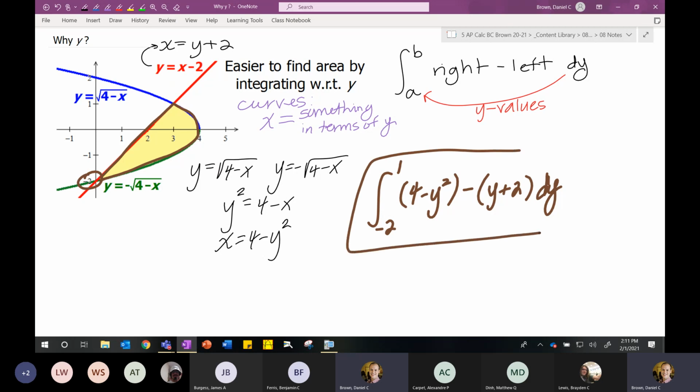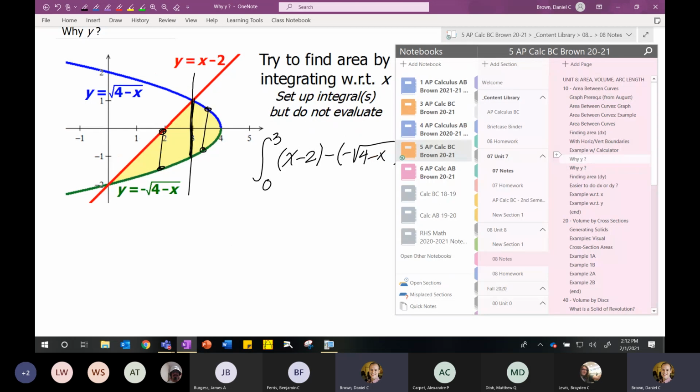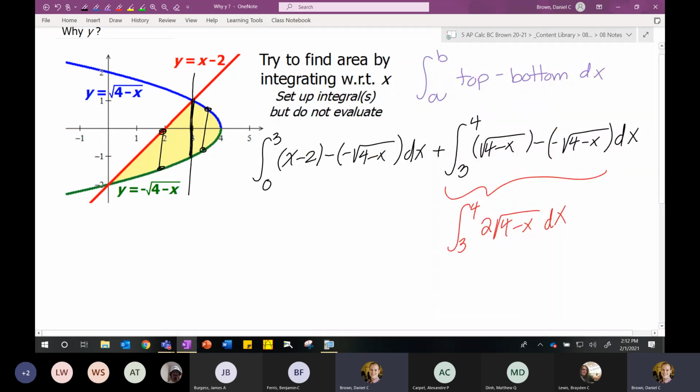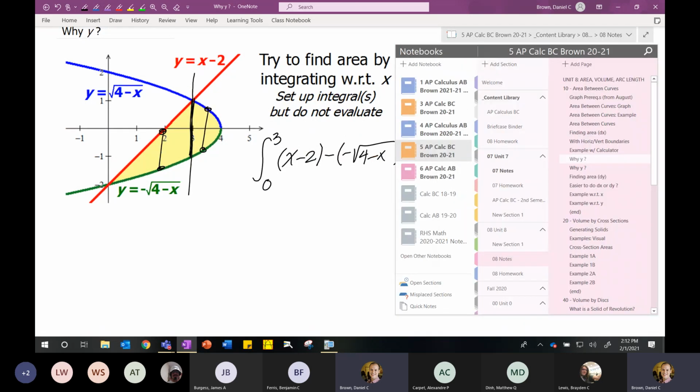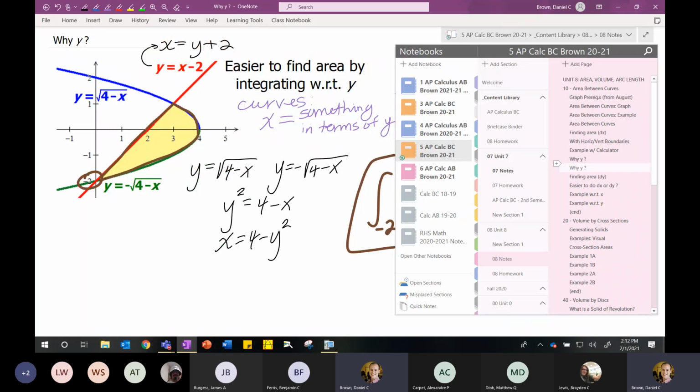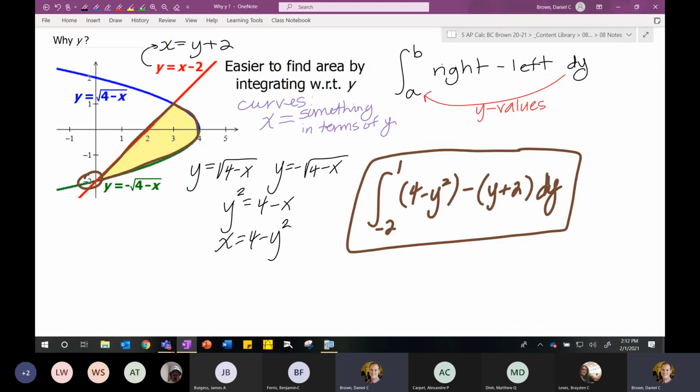This integral right here, if we were to evaluate it, would give us the exact same number as the double integral that we did on the previous slide. So you can see that sometimes dy will be easier, sometimes dx will be easier.